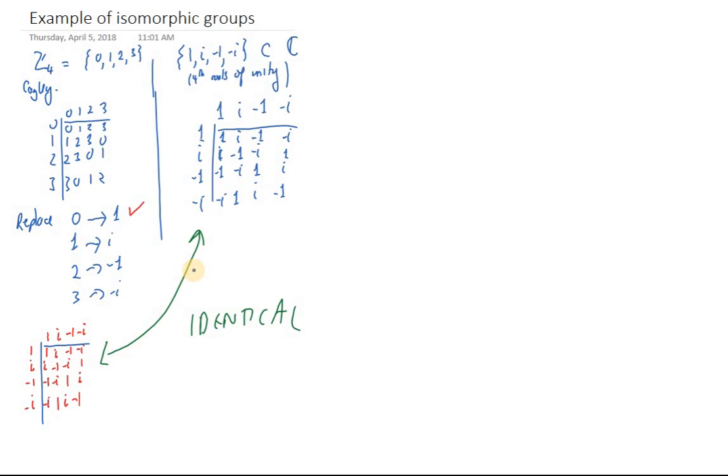All right, so that's all you need to do. So it's kind of a recipe for how you show isomorphism between groups. There are some details that differ, but the general outline is always the same.